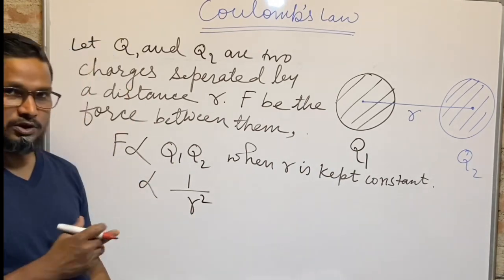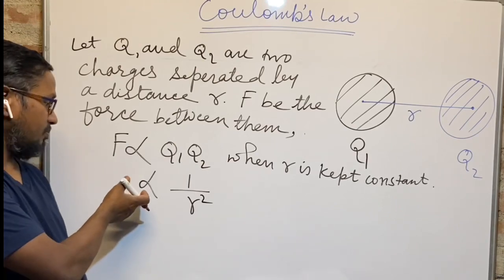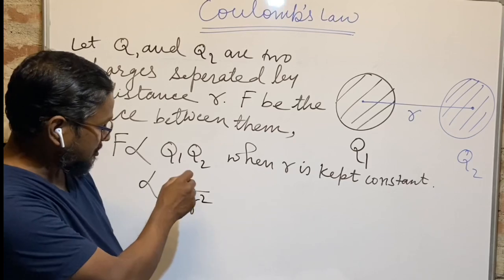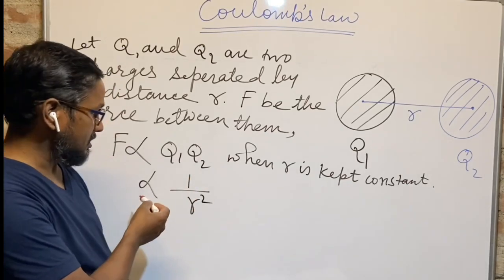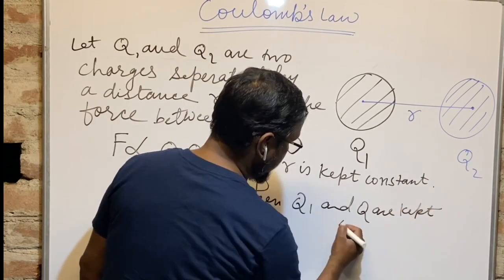Here we don't have the sign of inverse proportionality, so we are using the sign of proportionality. Instead of taking a direct relation, we take the reciprocal of the square of the distance. It means it is inversely proportional, with Q1 and Q2 kept the same.